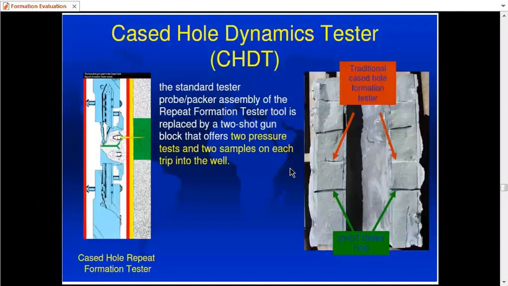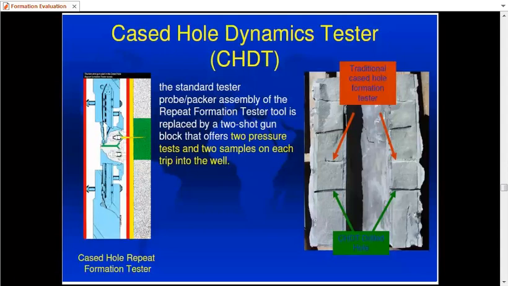The technology of the modular dynamic tester also reached the point of being recorded in the cased hole. So in cased hole, we have a very great recent tool called the cased hole dynamic tester. In the cased hole dynamic tester, the standard tester probe or packer assembly of the repeat formation tester tool is replaced by a two-shot gun. This two-shot gun offers low pressure tests and two samples on each trip into the well.